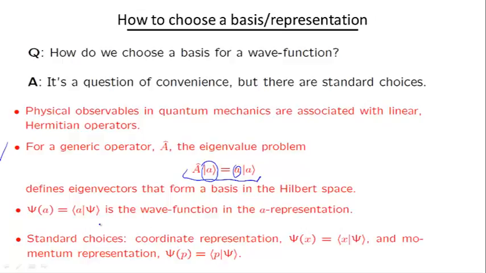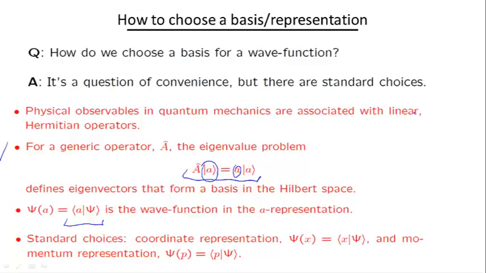What's essential is that in many cases this set of eigenvectors of such operators forms a basis in the Hilbert space. This means that we can expand our wave function in terms of these basis vectors. And the corresponding matrix elements, let's say for this vector A, are called the wave function in the A representation. One can construct an infinite number of such representations, just like there exists an infinite number of observables and corresponding operators.